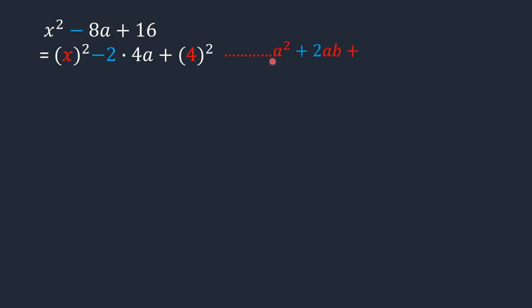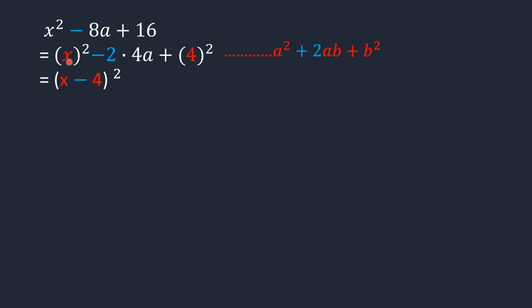Factorize x squared minus 8x plus 16. Here we will write x squared as x whole squared and 16 as 4 whole squared, and we will write minus 8 as minus 2 times 4. Now this expression becomes a perfect square expression like a squared minus 2ab plus b squared. We have studied how to write factors of this perfect square expression.